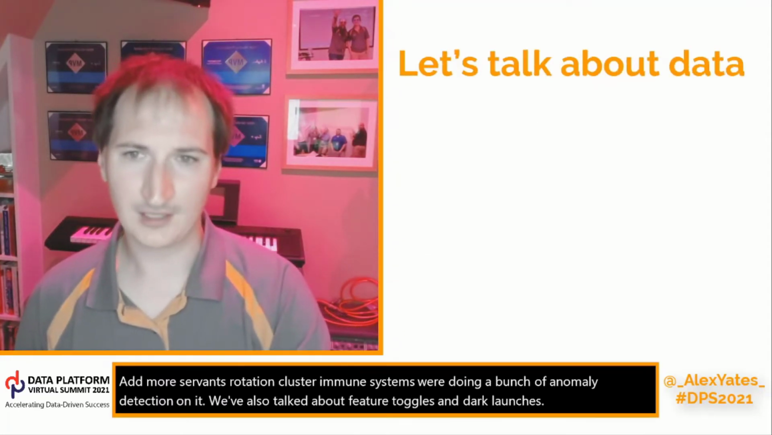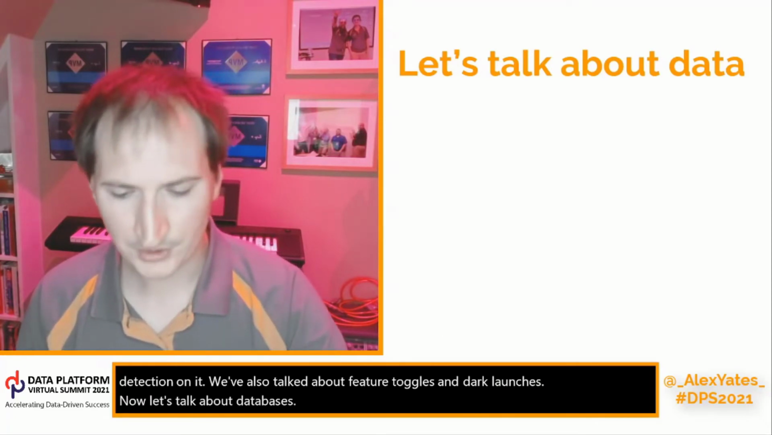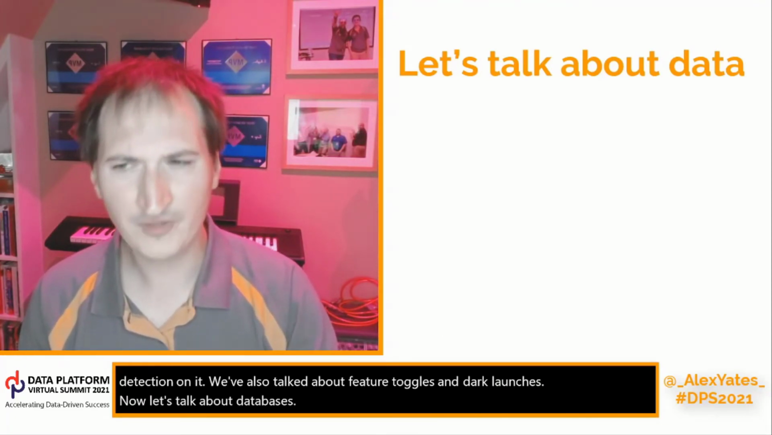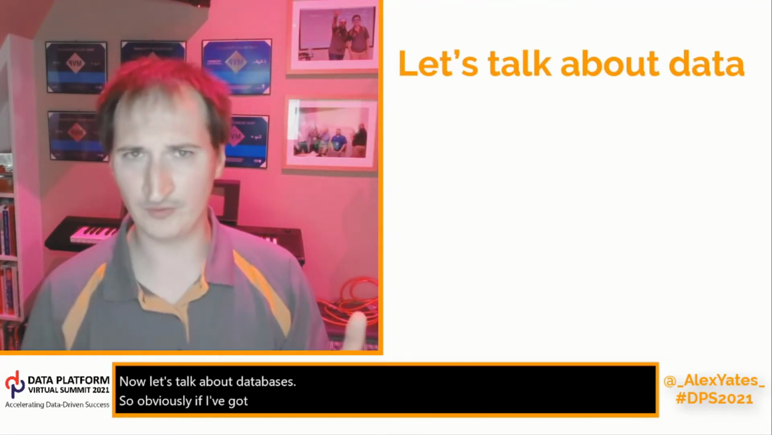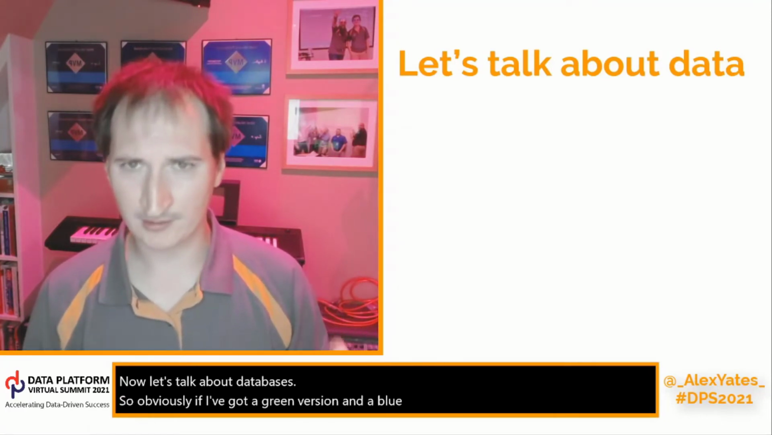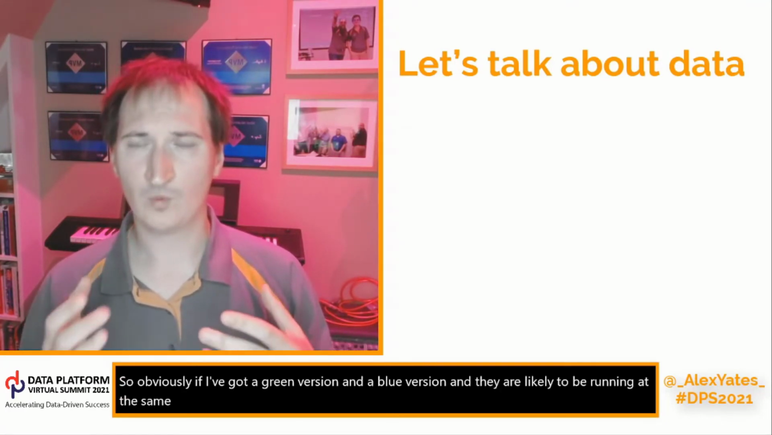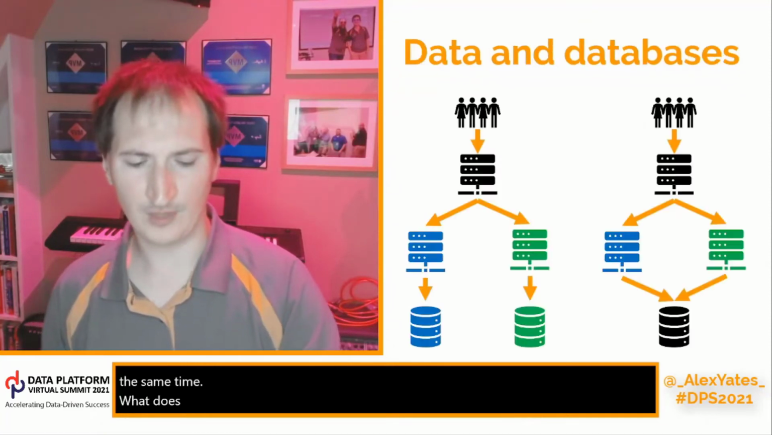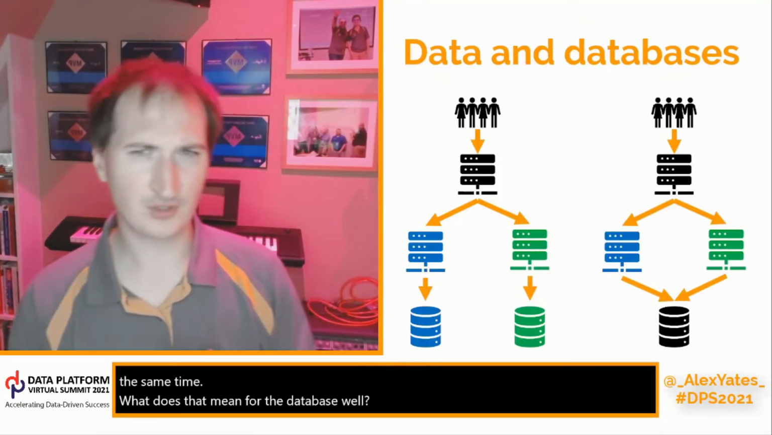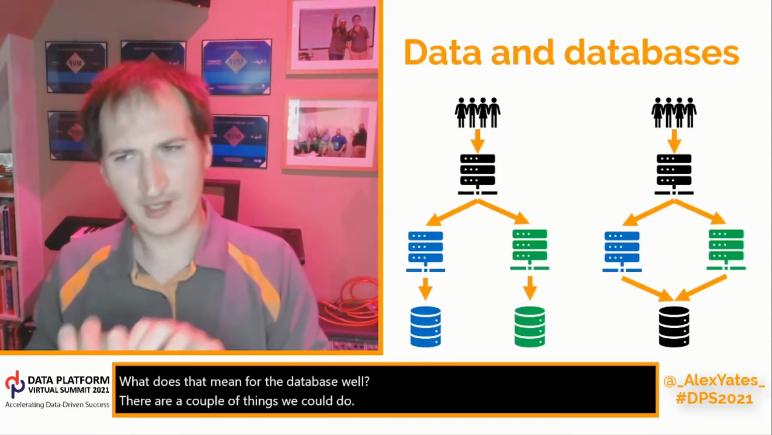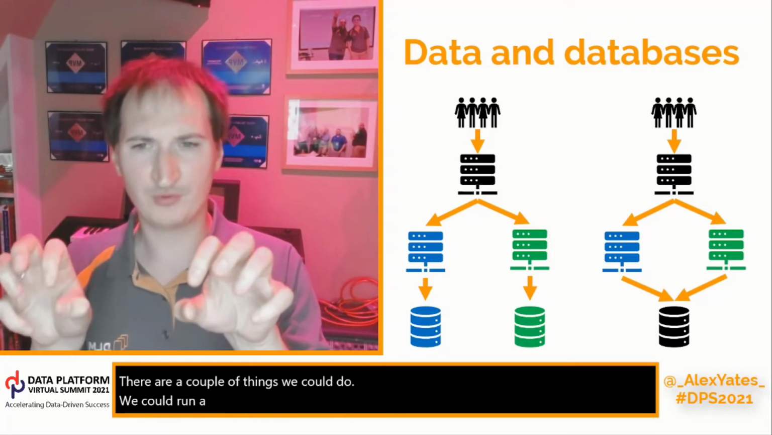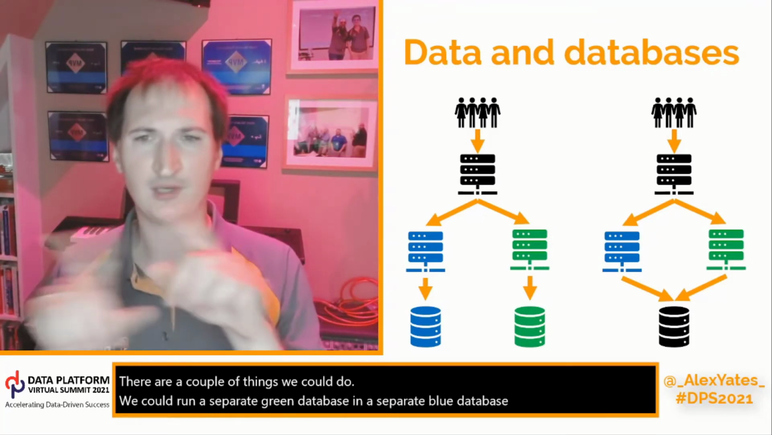Now let's talk about databases. Obviously, if I've got a green version and a blue version, and they're likely to be running at the same time, what does that mean for the database? Well, there are a couple of things we could do. We could run a separate green database and a separate blue database, and switch over from one database to the other.